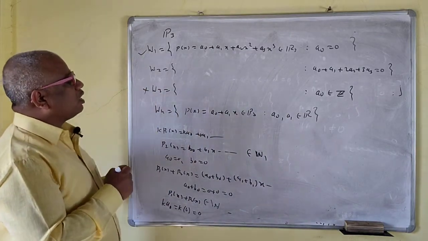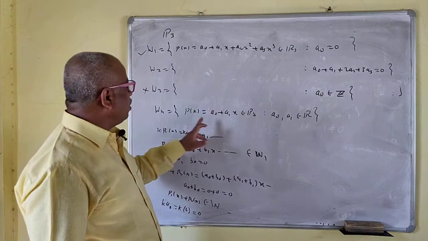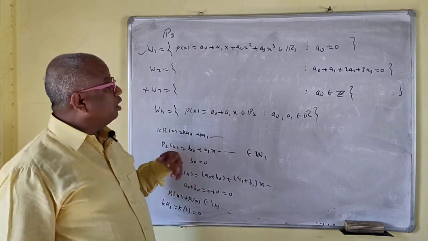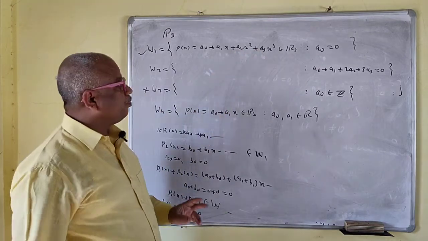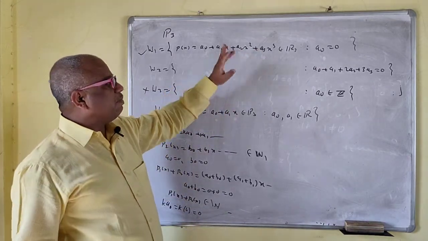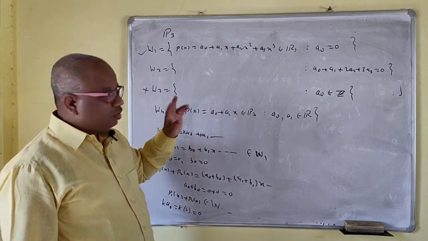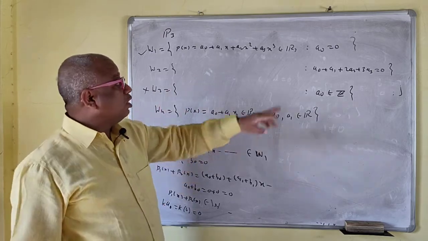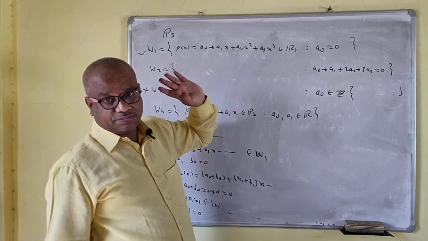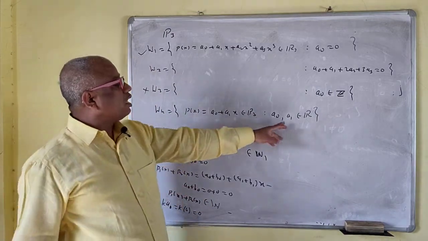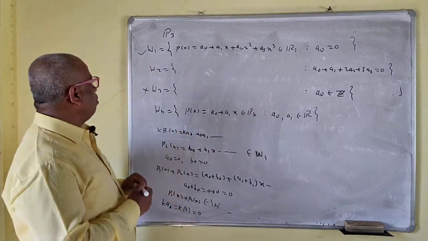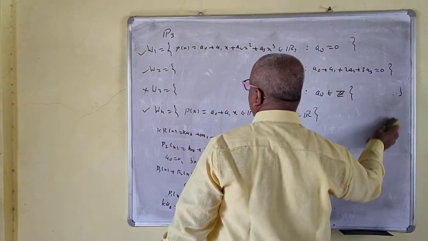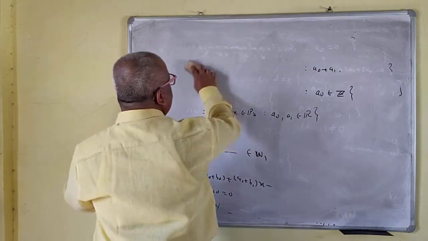And for W4, a0, a1 belong to R. No problem for this one. P3 is the set of all polynomials of degree less than or equal to 3, so a2, a3 may be 0, and a1 may be 0. No problem. Note that a4x to the power 4 will not be there. So a0, a1 belong to R, and this is also a subspace. Check for this one now. This is the exercise for you.